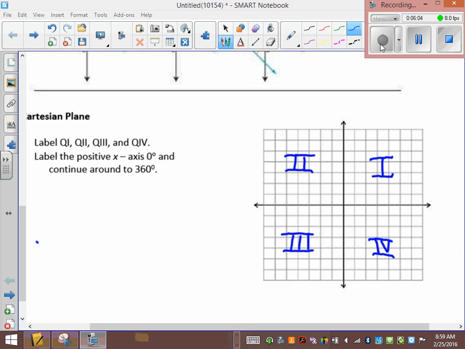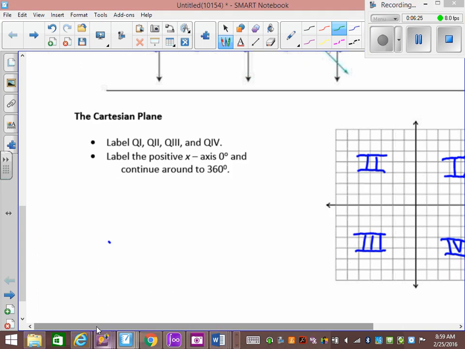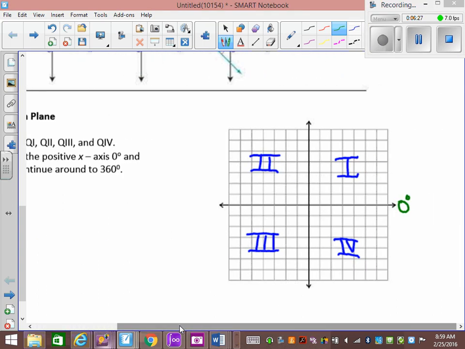Okay. Then we have to label the positive x-axis is 0 degrees because that's where we start initially, right? When we do standard position, we start on the positive x-axis at 0 degrees. And then we're going to label all of our axes around until we get back to 0. Now, we go counterclockwise because that's what we did on all those standard position angles. We went counterclockwise, right? So if I go from here to this arm, how many degrees have I gone?